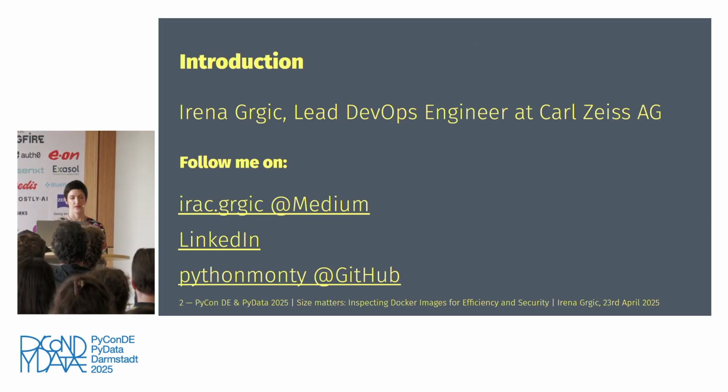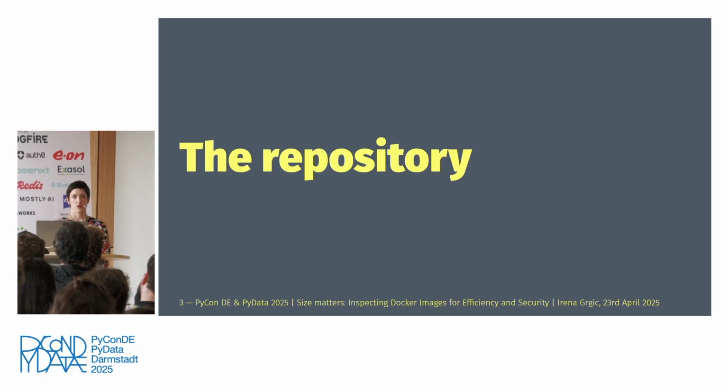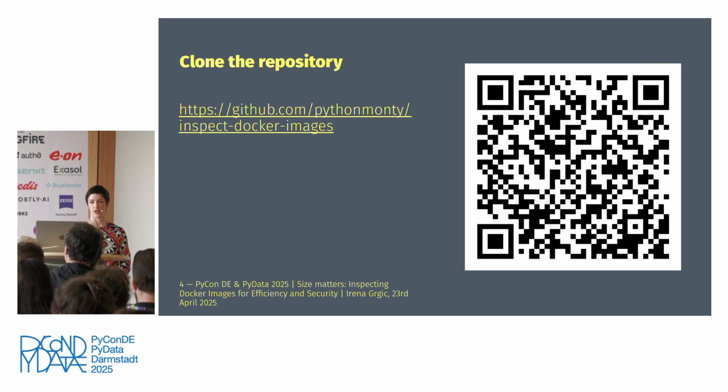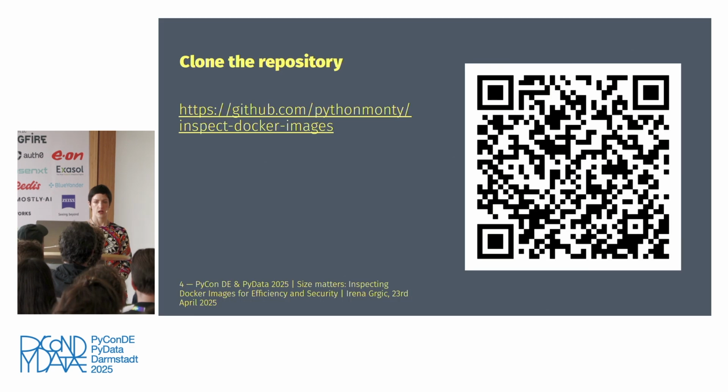Now, as with most conference talks, this talk also has a repository where you can find all the information that you will see today, including the examples. I will also upload the slides, so feel free to check it out. It's on my GitHub profile called Python Monty. It's a public repo, and it's called Inspect Docker Images. I will share this slide again at the end during the Q&A, so don't worry, you'll see it again.